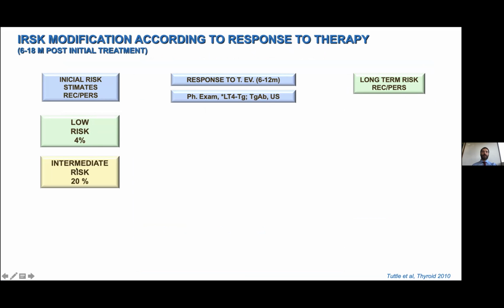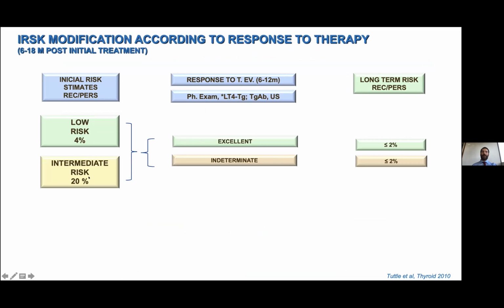Both low risk and intermediate risk patients at the initial time who had an excellent or indeterminate response to therapy, that means negative ultrasound and thyroglobulin less than 1, or indeterminate findings on the ultrasound, have a long-term risk of recurrence that is less than 2%. And this is the large amount of patients that we used to see in our clinics.